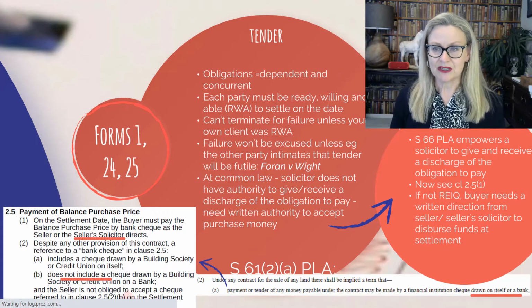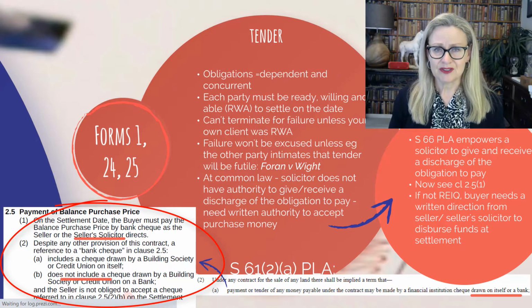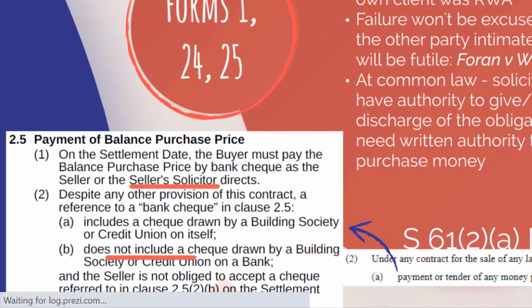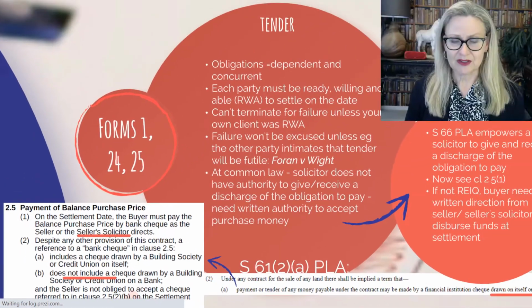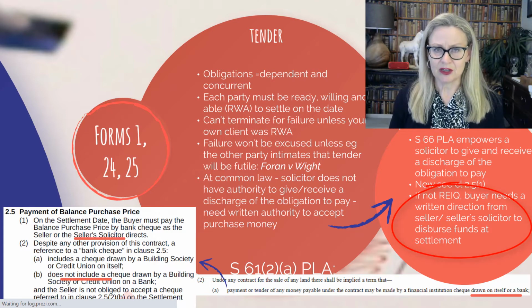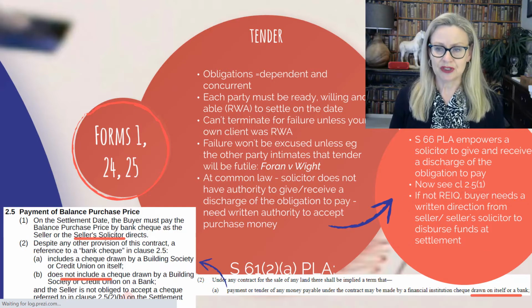However, section 66 itself is kind of rendered nugatory by clause 2.5(1) of the REIQ standard terms in the houses and land contract, and you'll see I've got it down there on the left hand side. On the settlement date, the buyer has to pay as the seller or the seller's solicitor directs. So you have express contractual authority there for the seller's solicitor to go ahead and direct as to disbursement of funds. The text does say, out of caution, if you're not using the REIQ terms, then the buyer should get a written direction from the seller or their solicitor to disburse the funds at settlement.